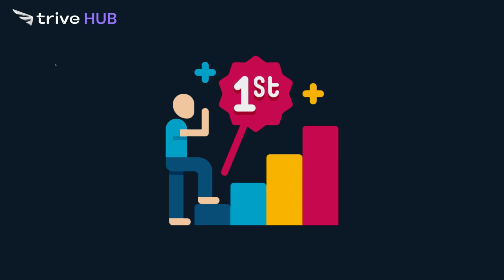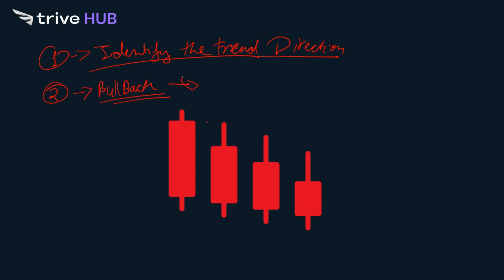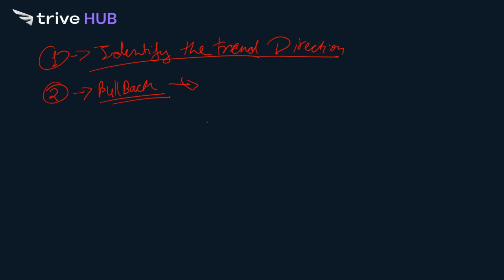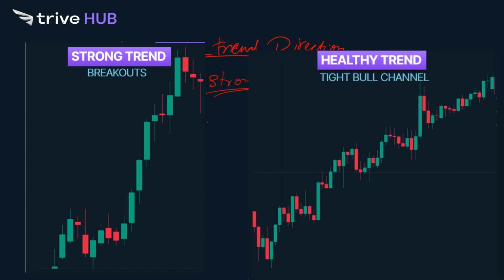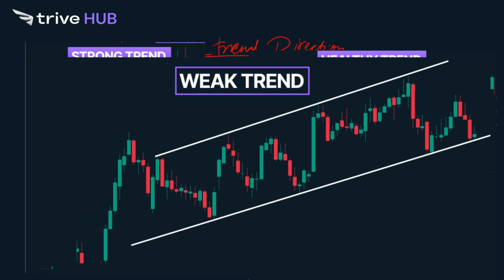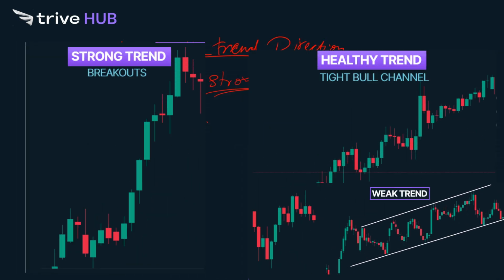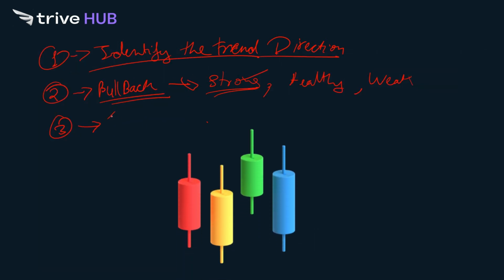The first one is to identify the trend direction, then look for a pullback, and once you have identified a pullback, decide which kind of trend you are trading. Is it a strong trend for the upside or downside, or is it a healthy trend, or a very weak trend? If it is strong, then look for high 1, healthy, high 2, weak, high 3 entries. Then the third one is you need to understand candlestick structure.